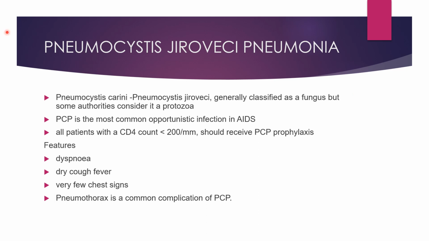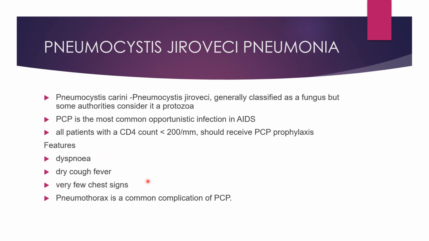The other one is Pneumocystis jirovecii pneumonia, which was Pneumocystis carinii, now called Pneumocystis jirovecii, and it is considered as a protozoa, and it is the most common opportunistic infection in AIDS patients. So if the CD4 count is less than 200, the patient should immediately receive Pneumocystis carinii pneumonia prophylaxis, which is cotrimoxazole. And the features include dyspnea, dry cough, very few chest signs.